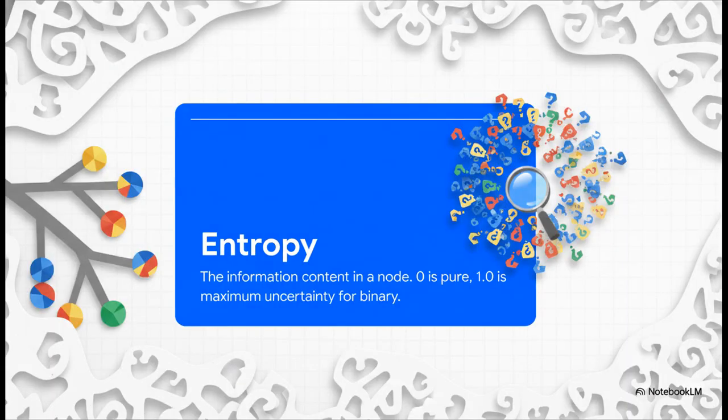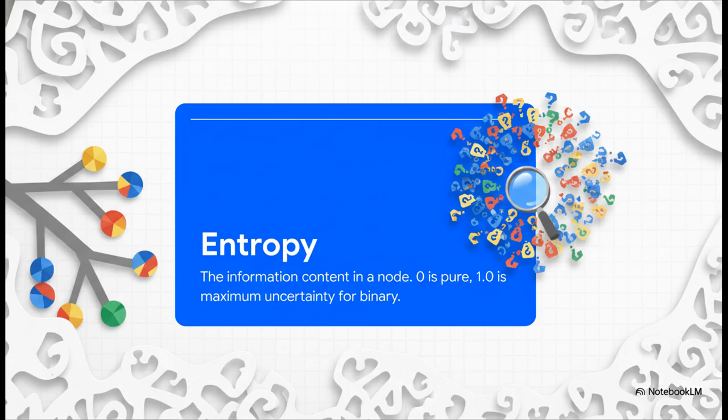Alternatively, you can borrow a cool concept from information theory called entropy. Entropy measures the actual information content, or the disorder, in a node. Just like with Gini, reaching 0 means you've got a perfectly pure node, while a 1.0 means maximum uncertainty for a binary split.